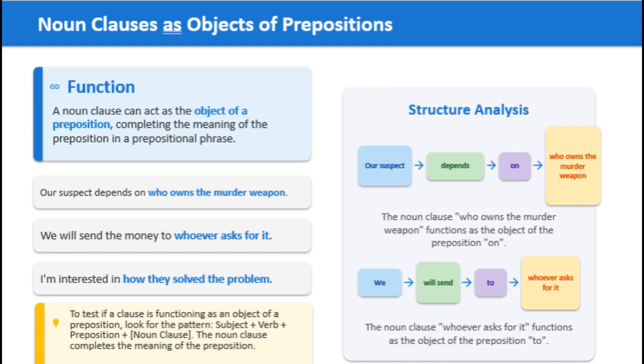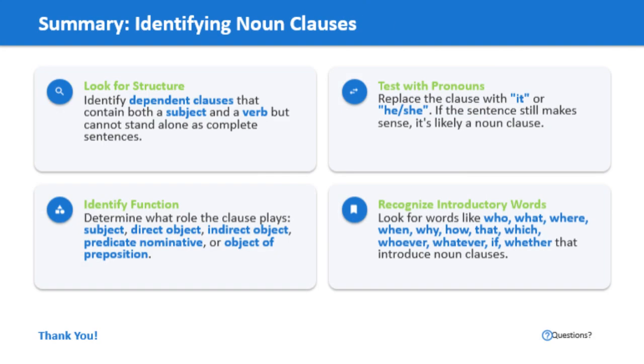To summarize, identifying noun clauses involves 4 key steps. 1. Look for structure. The clause must contain a subject and verb but cannot stand alone. 2. Use the pronoun test. Substituting it or he, she can help determine whether it functions as a noun. 3. Determine the function. Noun clauses may serve as subjects, objects, predicate nominatives, or objects of prepositions. 4. Recognize introductory words, such as who, what, where, that, whether, or whatever.